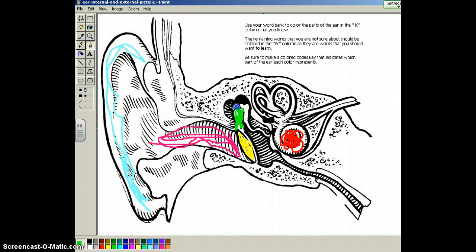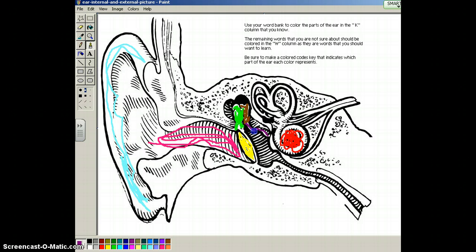And after the hammer is set into motion, the anvil gets set into motion because of the vibrations from the hammer. And it's this brown bone right here. And once this anvil is set into motion, it's also connected to another bone called the stapes, or the stirrup, and that is indicated by this purplish color bone right here.